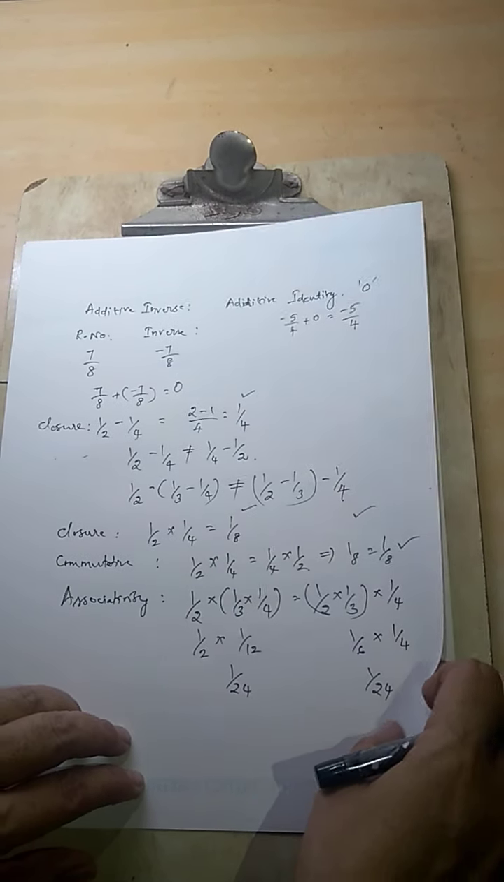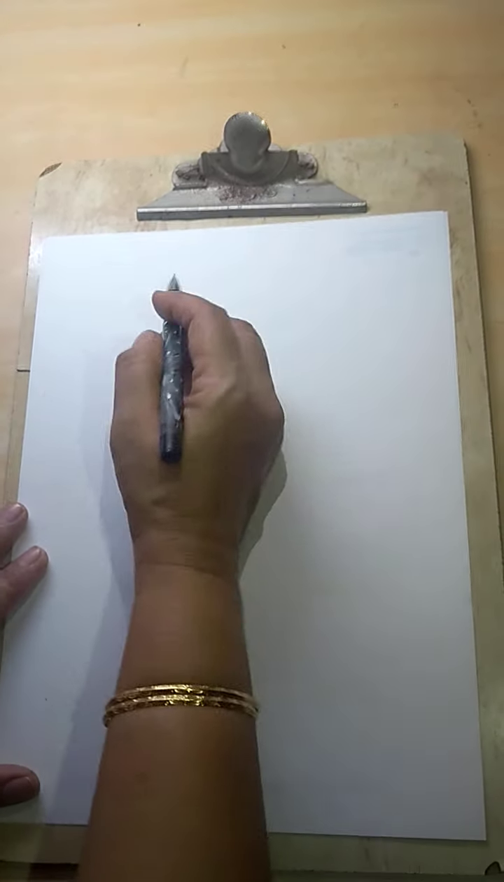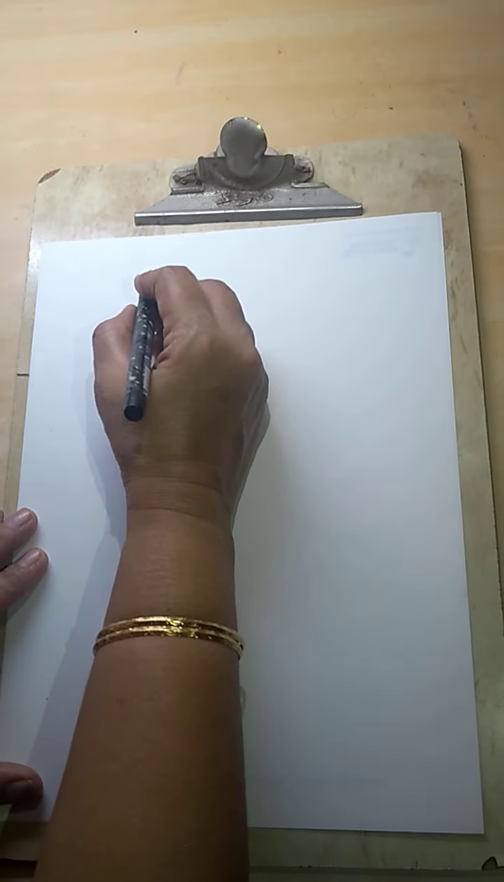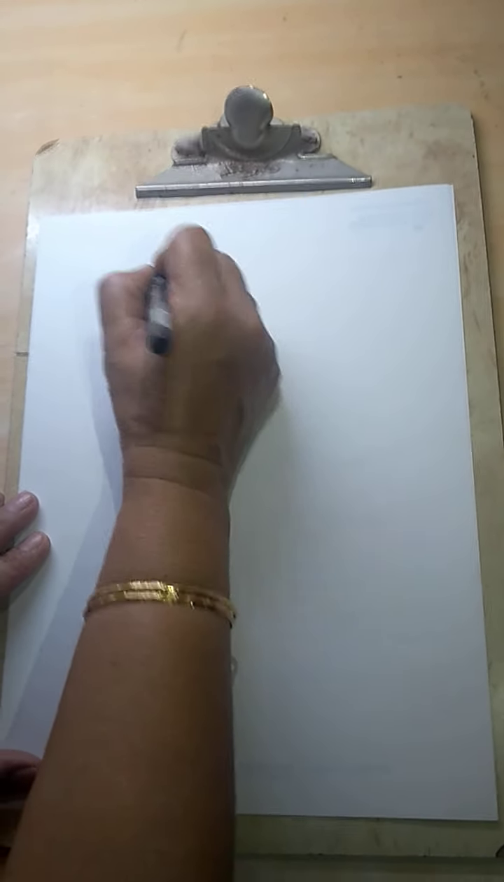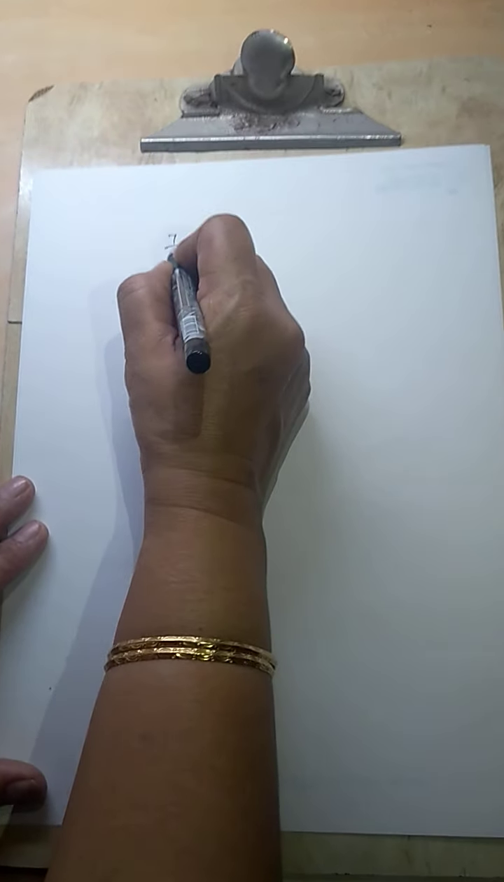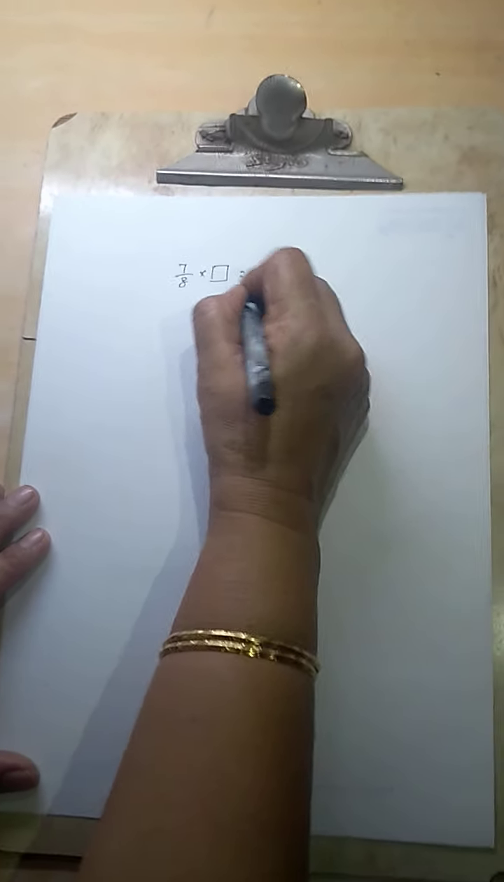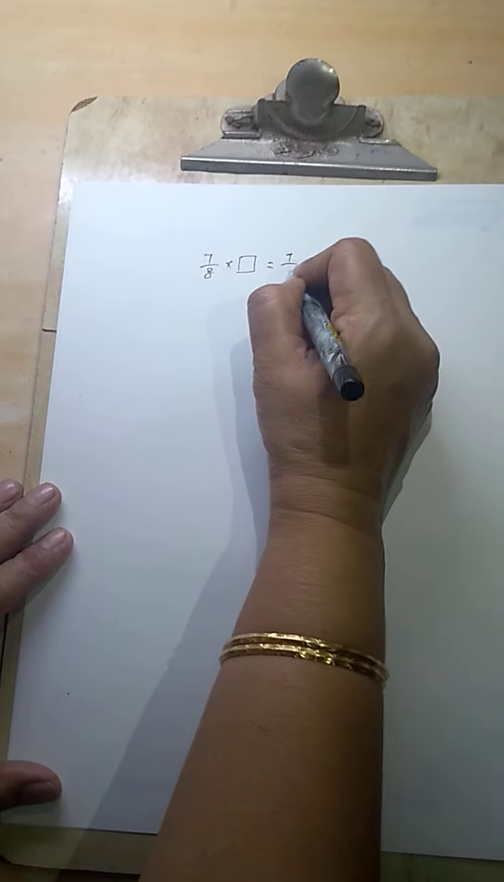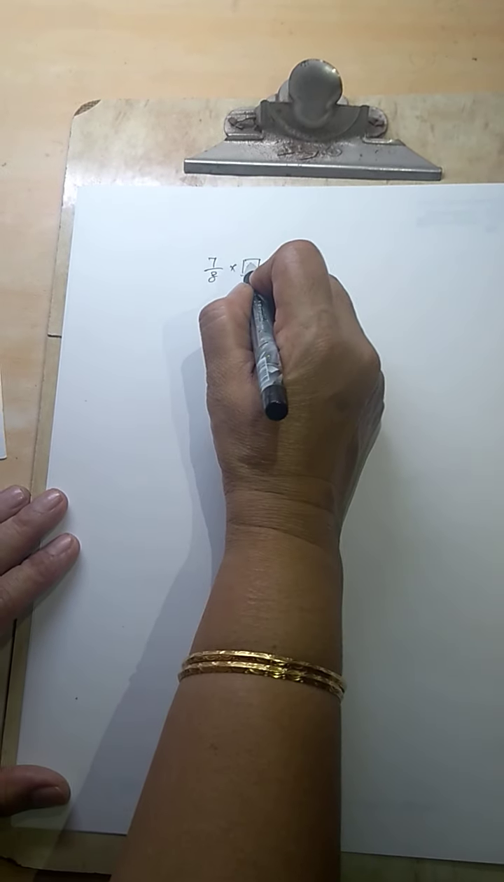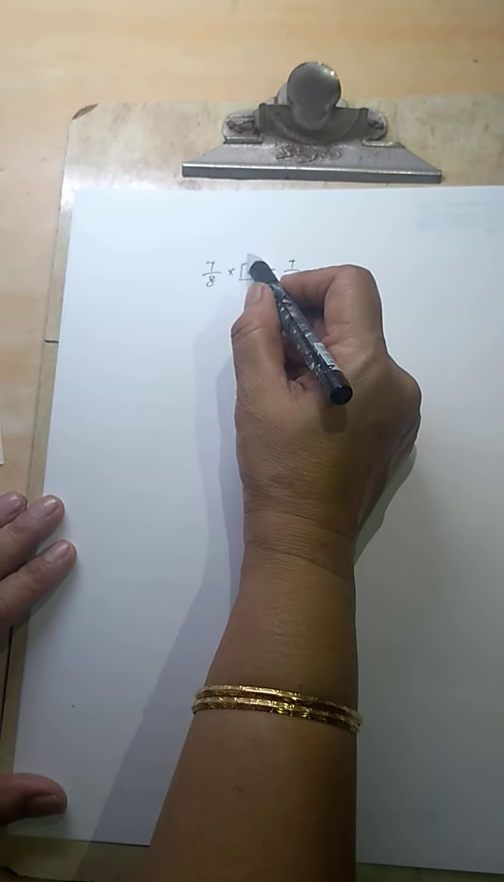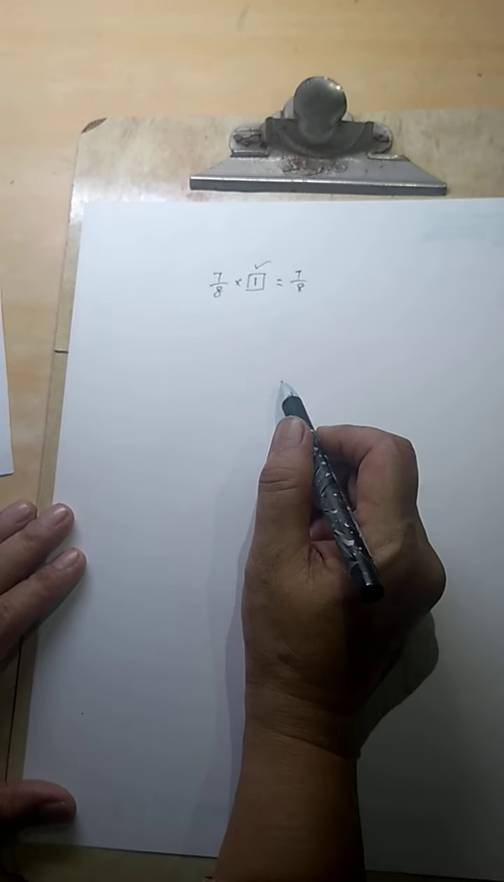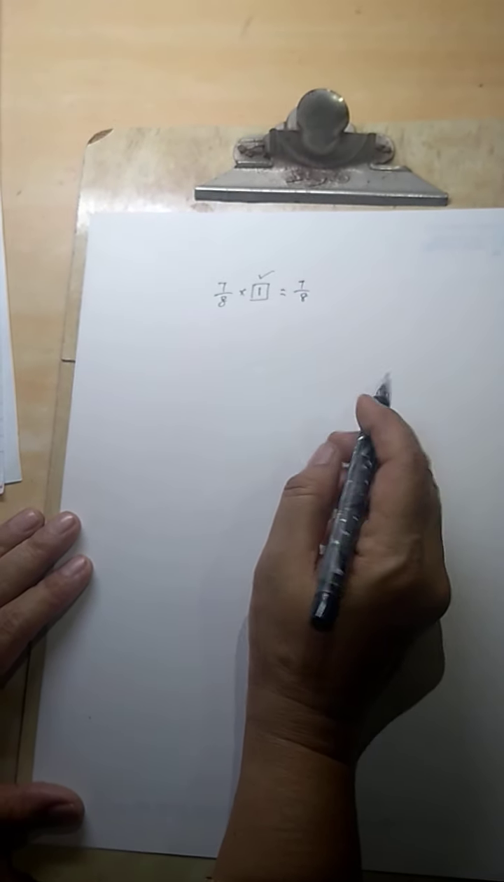Now we pass on to the multiplicative identity of rational numbers. The multiplicative identity of rational numbers is 1. Supposing I take the rational number 7 by 8. When I multiply 7 by 8 by some number, I'll get 7 by 8 as my product. So the number that I need is 1. We say that 1 is the multiplicative identity of rational numbers.